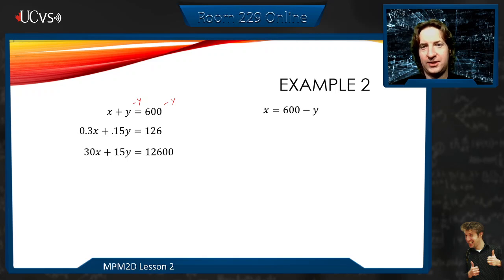Then my second equation, I don't like the decimal, so let's multiply the whole kit and caboodle times 100. So 100 times 0.3 is 30, 100 times 0.15 is 15, 100 times 126 is 12,600. You didn't need to do this step. It's just the decimals are kind of not satisfying. So let's multiply everything by 100.